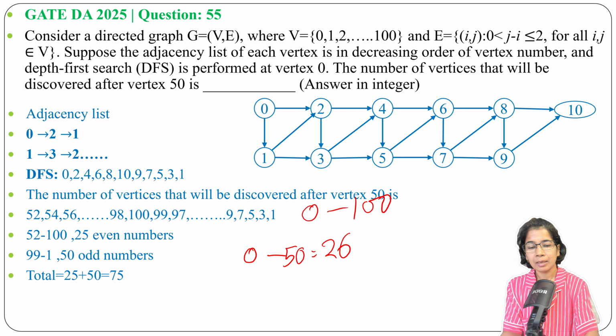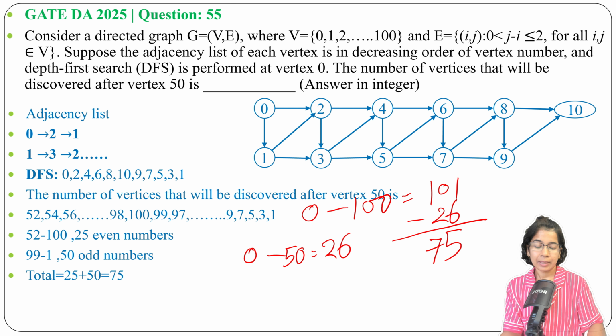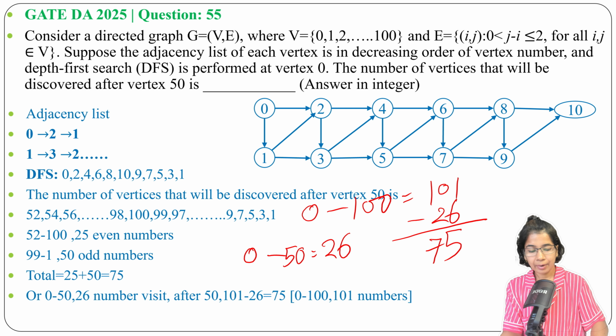From 0 till 100, how many numbers are there in total? Total 101 numbers. Out of 101 numbers, till 50 it is visiting 26. After 50 it will visit 101 minus 26. So 101 minus 26 is 75. So after 50 it will visit 75 numbers. In that way also you can find the answer will be 75.